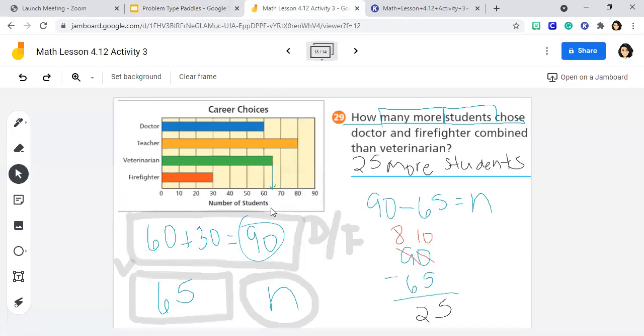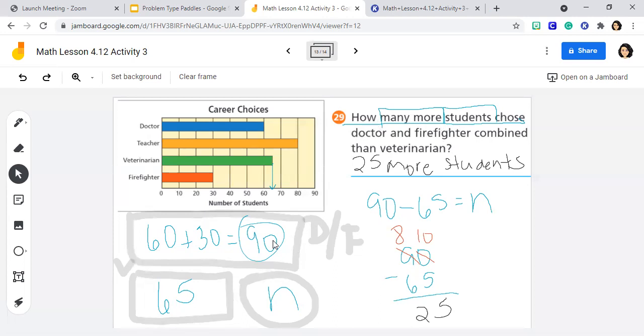So I had set my template up and I knew from the way that the question was worded, how many more students chose doctor and firefighter, that I annotated my template with D and F. So I knew that doctor and firefighter went into this box here. Veterinarian is the other comparison that we were doing. And so I put the 65 down here. Our unknown number, which actually answers the question, how many more, goes in the circle.